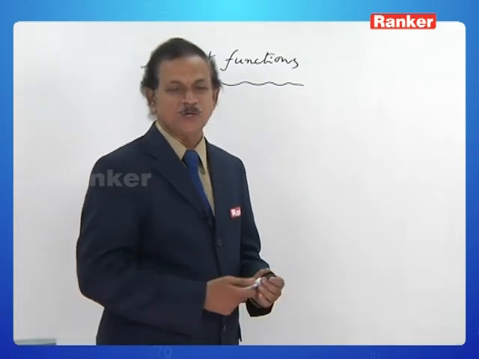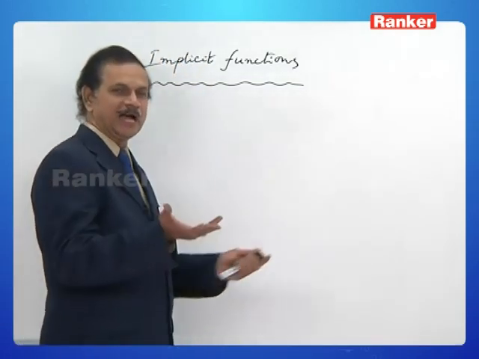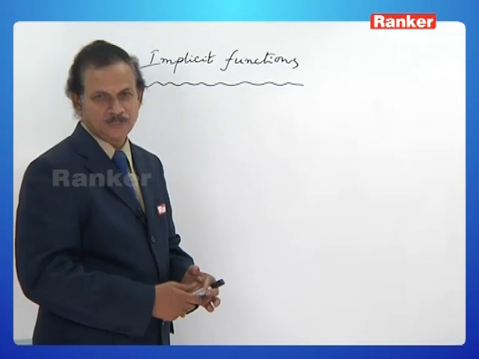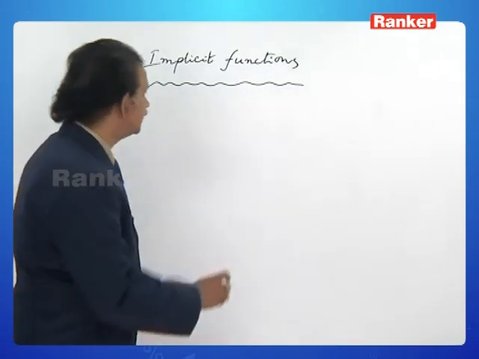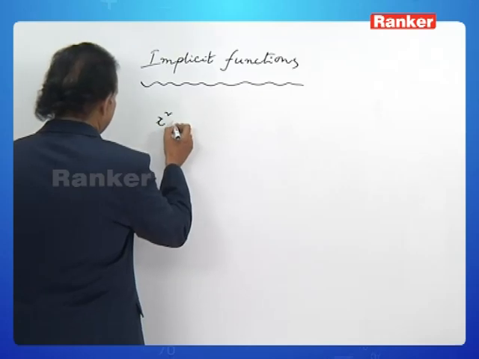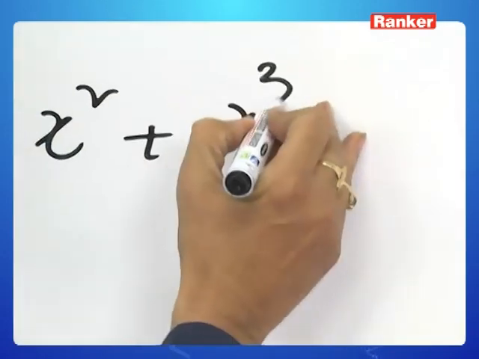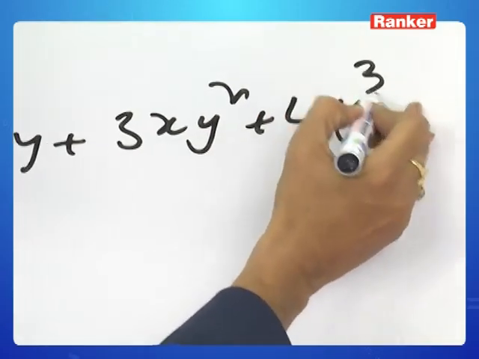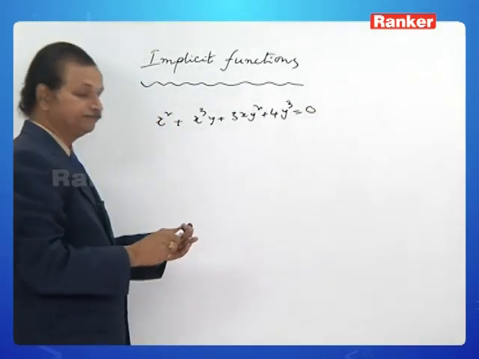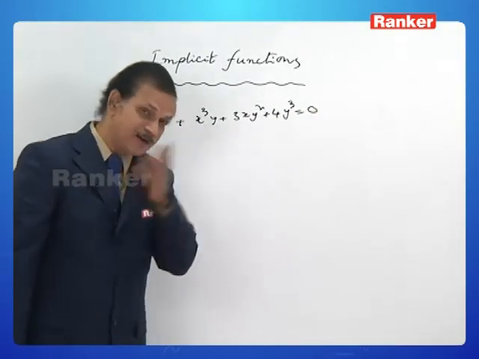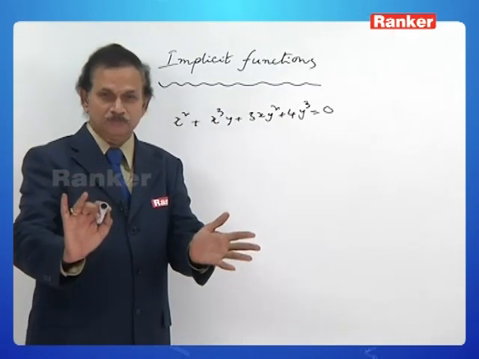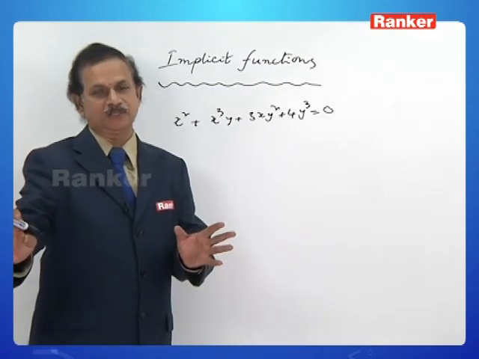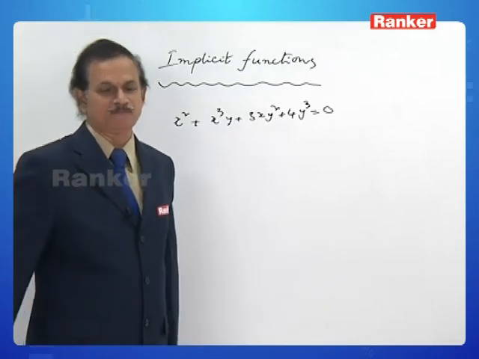What does it mean? The dependent variable and the independent variable cannot be separated. They will be bound together in a particular relation. You cannot get y out. What I mean to say is, look here: x square plus x cube y plus 3xy square plus 4y cube is equal to 0. Find y. Can you express y? On the right hand side, no y must be present. A single y must be present on the left hand side.